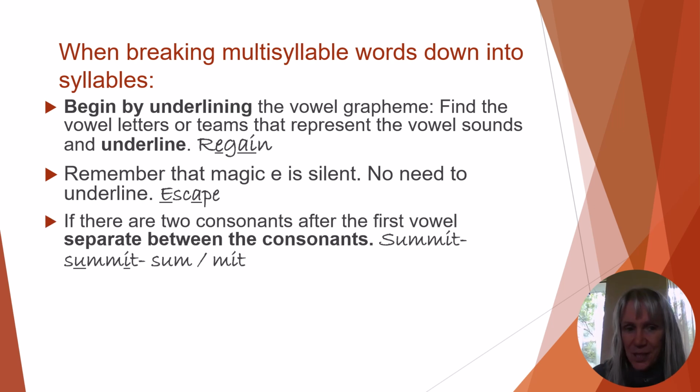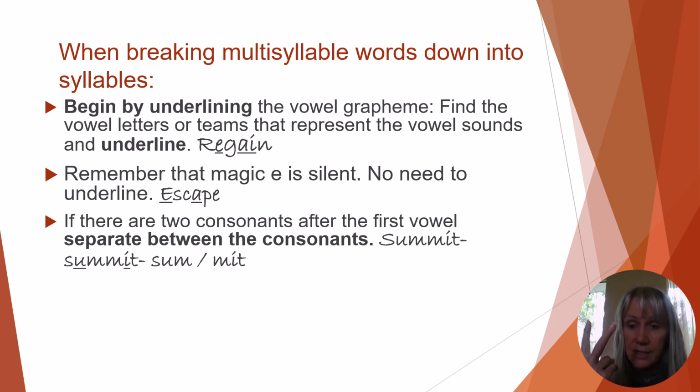Let's move on. If there are two consonants after the first vowel sound, we separate between the consonants. Let's look at the word summit. I climbed to the top of the mountain. I reached the summit. Summit. As you can see, I underline the U and I underline the I.